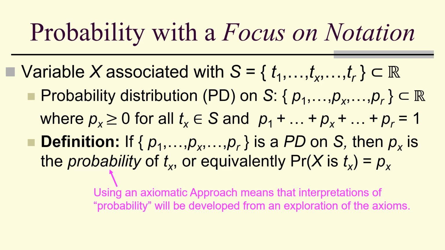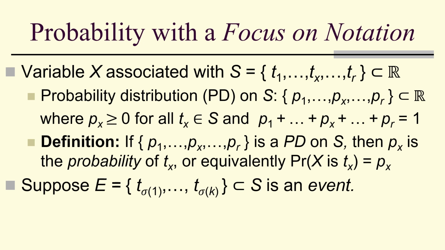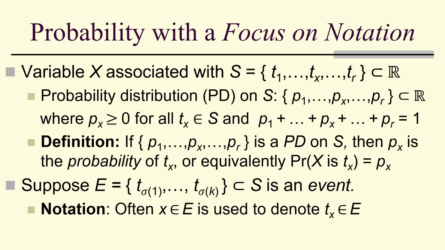And we're using an axiomatic approach, so we're not going to interpret what a probability means at this point. If we have an event, where an event is just a set of outcomes, which we can denote using a permutation of the index set, we'll use this very handy notation that x in E is used to denote the concept of the outcome indexed by x is in E.